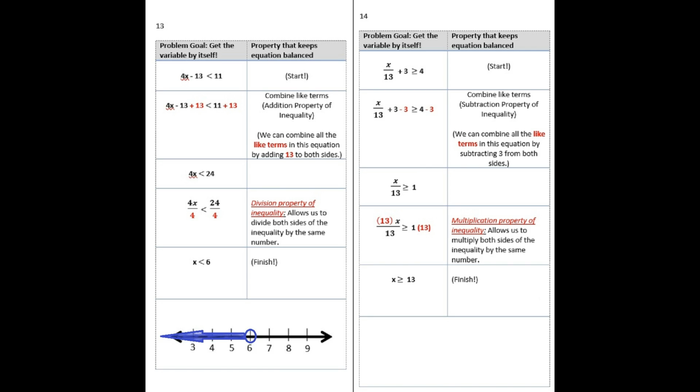All right. Now, since we're dividing, we have to do the opposite. The opposite operation here is multiplication. On the left-hand side, the 13s cancel out, but on the right, we're looking at 13 times 1, which is just 13. X is greater than or equal to 13. So that's a shaded dot or closed dot, and you shade all the way over to the right. And that's a closed dot because that's equal to. It's greater than or equal to.